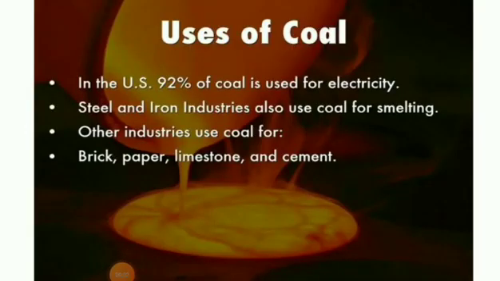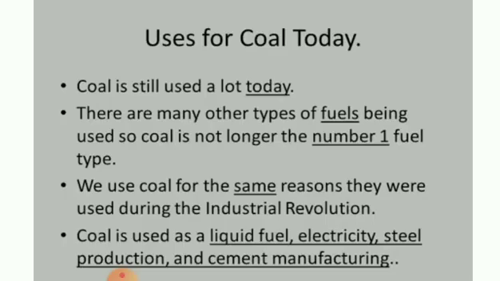Students, in the US, 92% of coal is used for electricity. Steel and iron industries also use coal for smelting. This process is used depending upon the coal. Other industries use coal for brick, paper, limestone and cement. These industries use this coal for preparing these products. Right? So coal is still used a lot today.